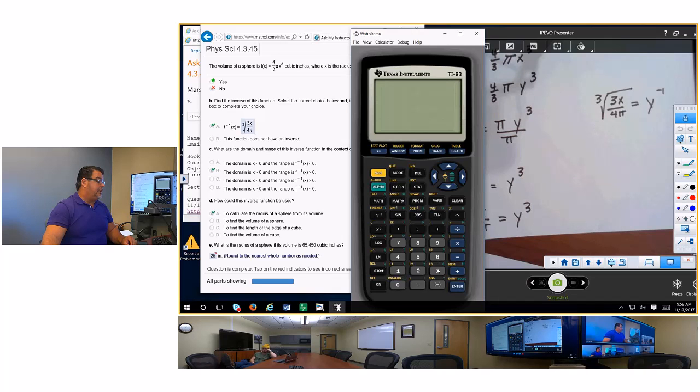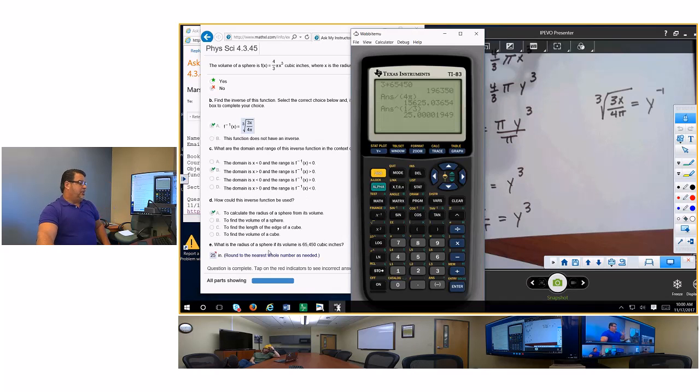All right, so take 3 times 65,450 equals, divided by parentheses, now put 4 times second pi, close parentheses, and then raise that to the 1/3 power, 1 divided by 3. There it is. The calculator was dividing the answer by 4 and then multiplying it by pi. You see what's happened? So you have to put parentheses around the 4 pi so it doesn't do that. And that's why you get 25. So that's probably what you were doing wrong. That's why you couldn't get the right answer.